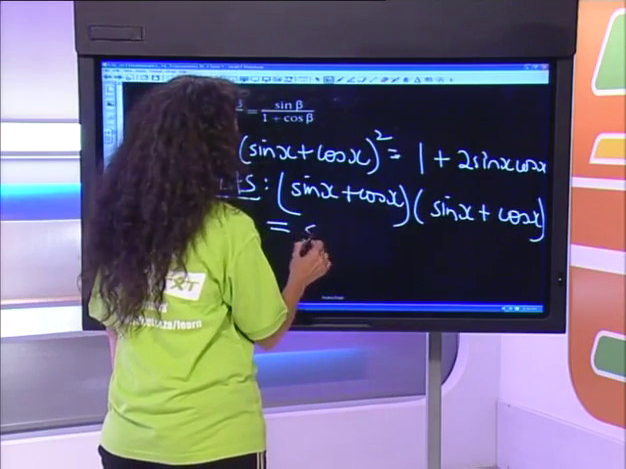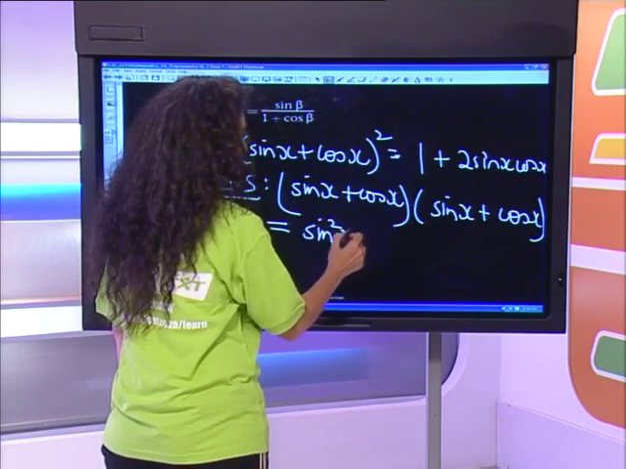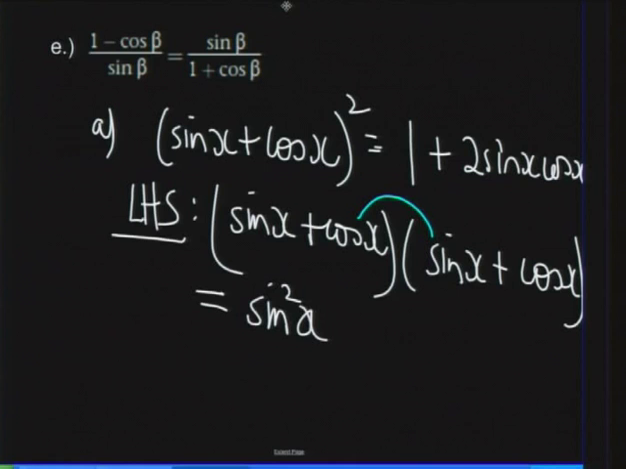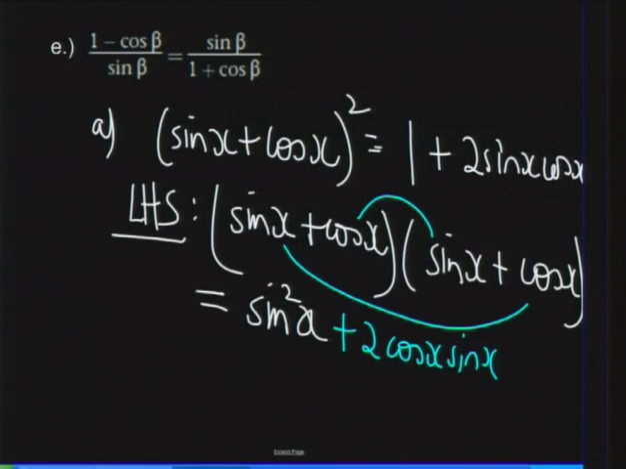We get sin² x, and then we get the OI, the oil, the inners and the outers. And can you see I get cos x sin x, and I get cos x sin x. So I get two of them, 2 cos x sin x. And then I do my lasts. So I get cos² x.